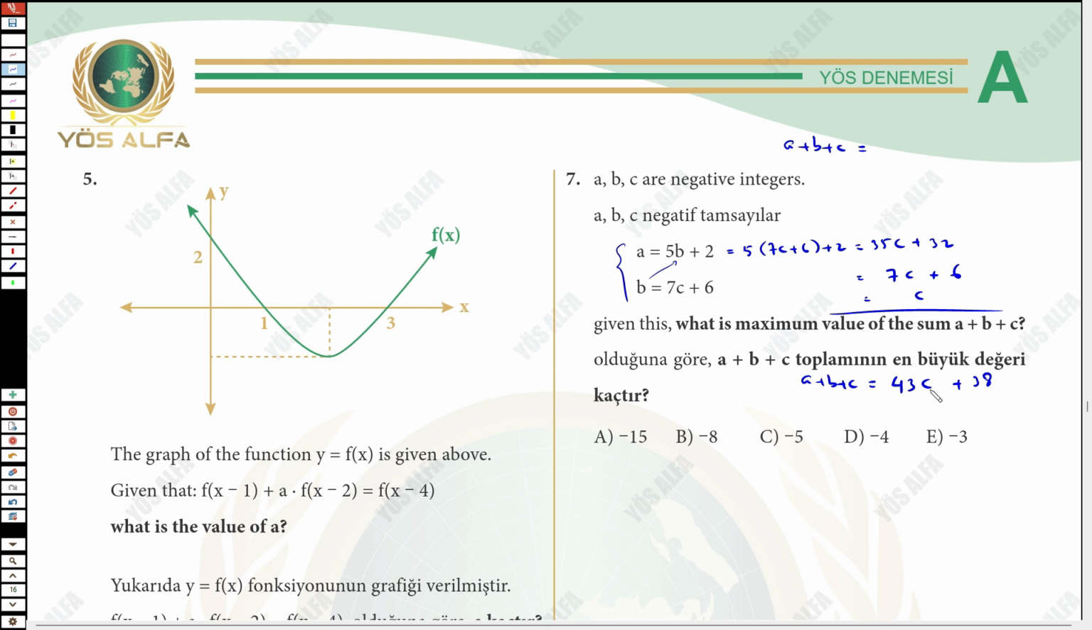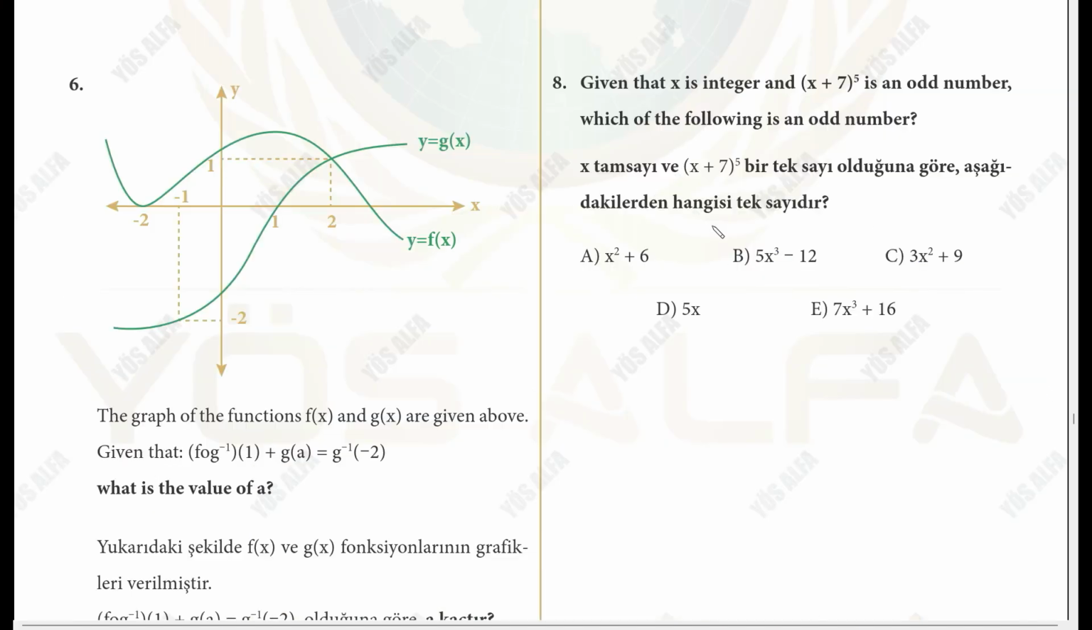And we know for sure that C is negative because A, B, C are all negative integers. So to maximize the sum, C has to be the largest possible negative integer. The largest possible negative integer is -1. So if you do that, the summation turns out to be -5. So that's our answer. Number 8.